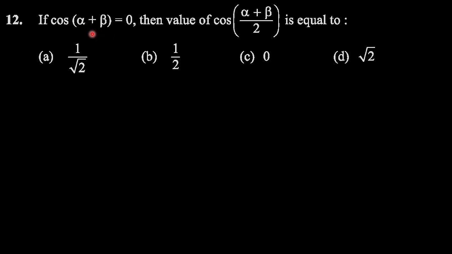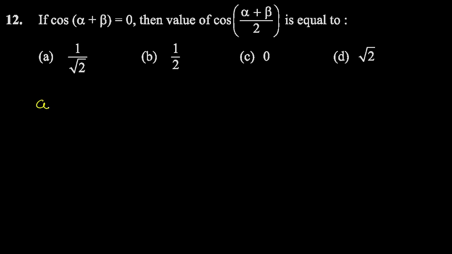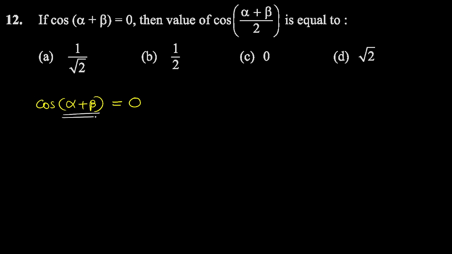This is a multiple choice question. It's a very simple question. What is given here in this question? It is given that cos of alpha plus beta is 0. Correct? So what is this alpha plus beta? This alpha plus beta must be 90 degree. Is that correct? Because we studied, yes, we studied cos 90 degree equal to 0. We have studied that result. Cos 90 degree equal to 0. So this alpha plus beta must be 90 degree.